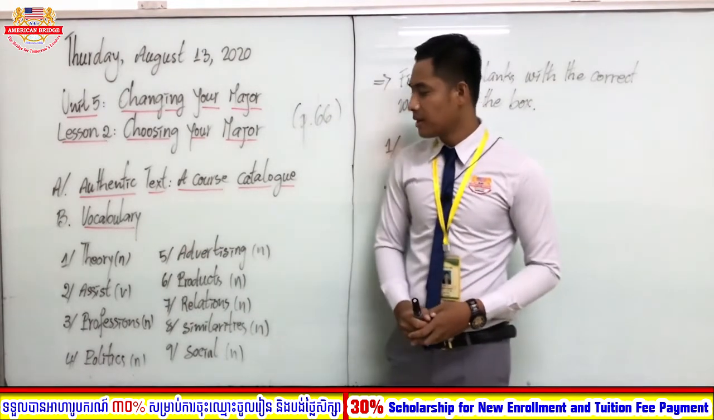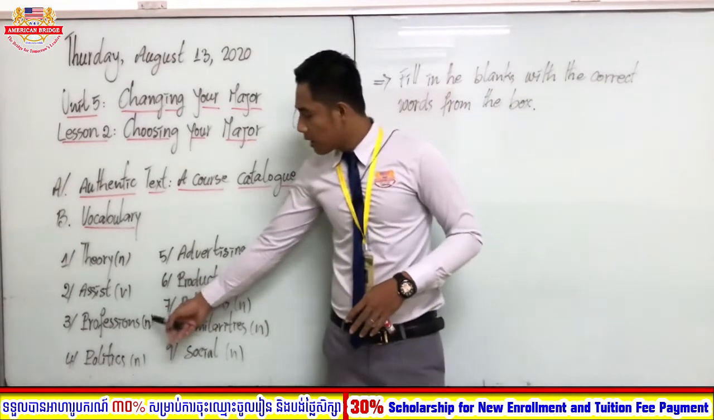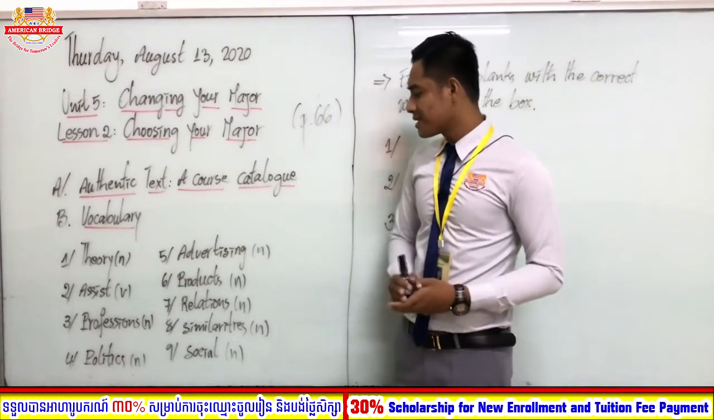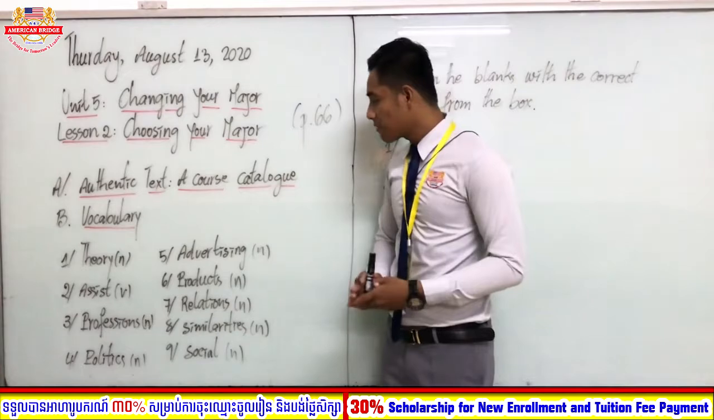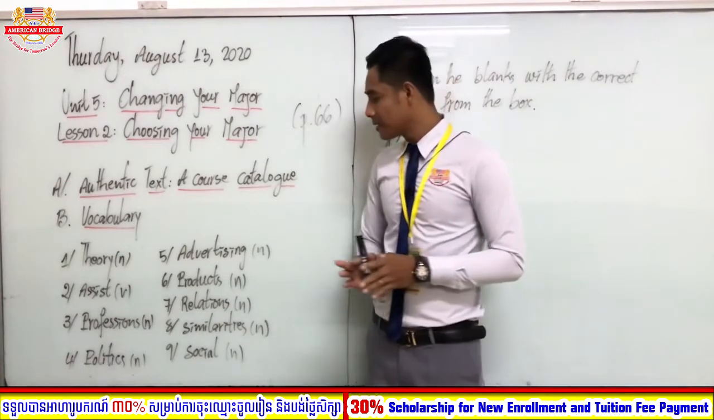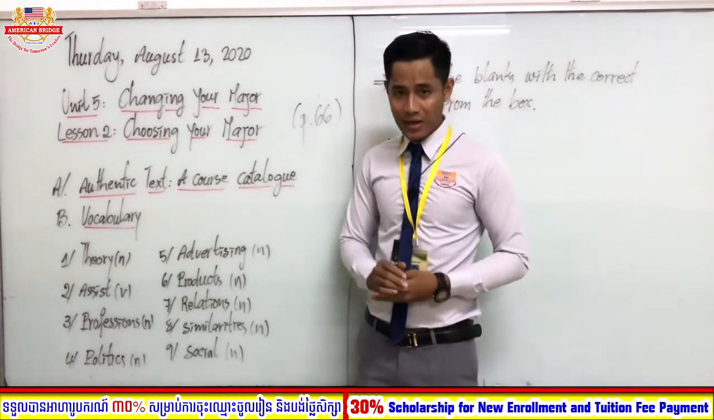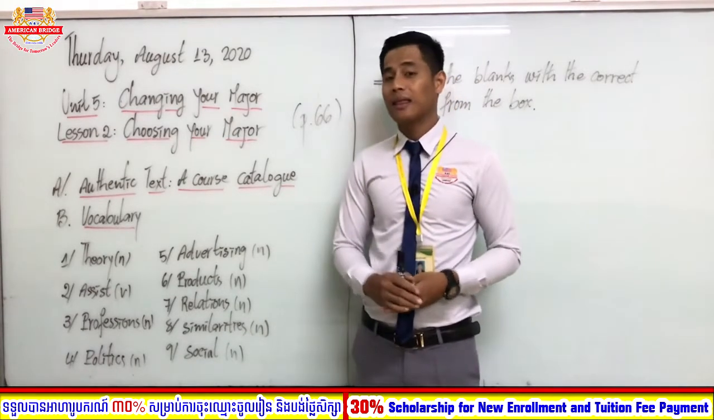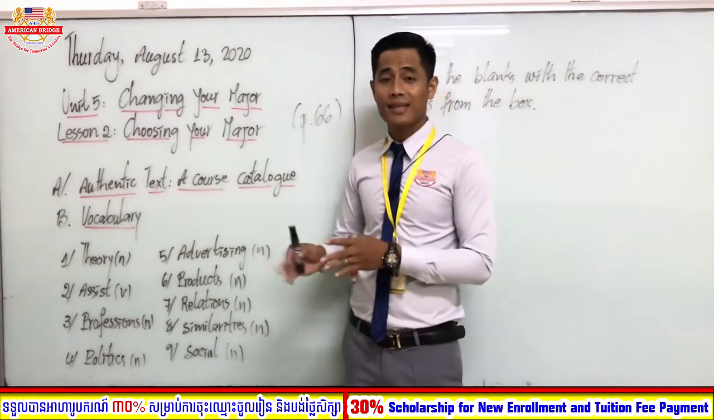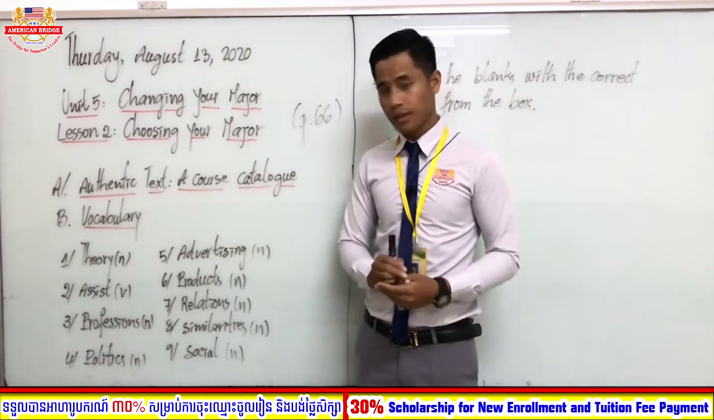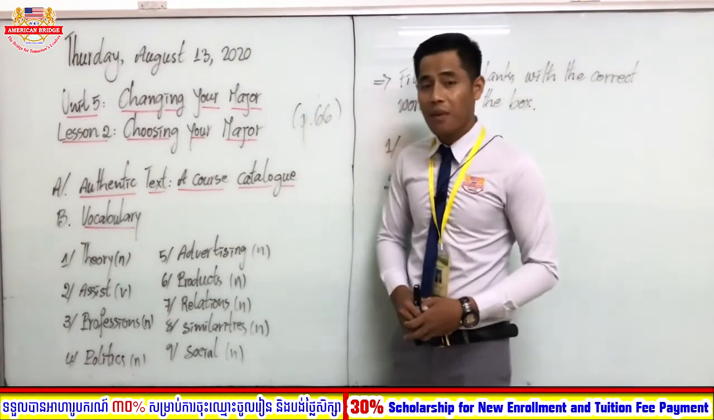Number 2, exist. It functions as a verb. Exist means to help. Number 3, professions. What does it mean, professions, everyone? Profession means a paid occupation, or we can say the act of declaring that one has a particular feeling or quality. So we call it professions. Next, politics. What does it mean, politics, everyone?